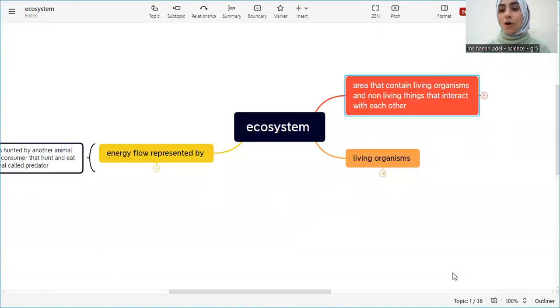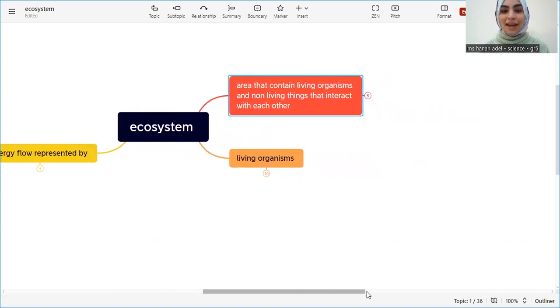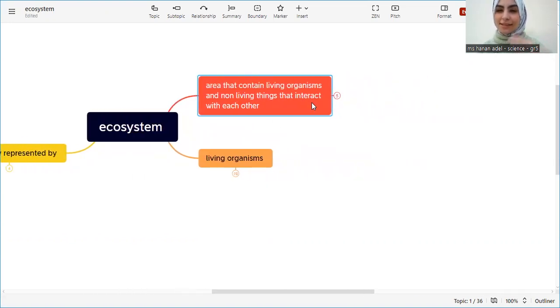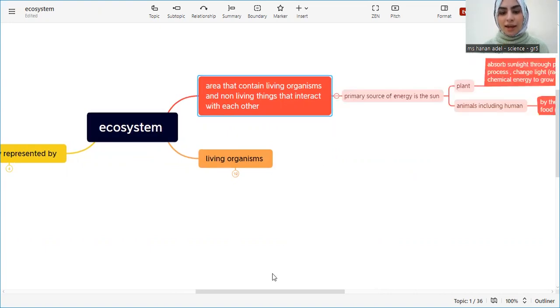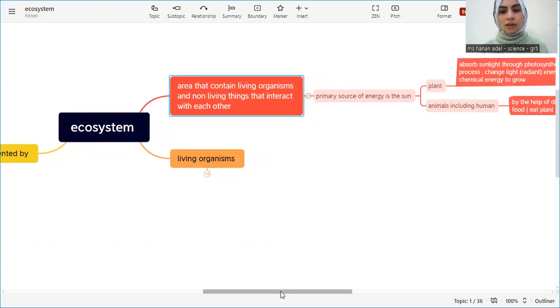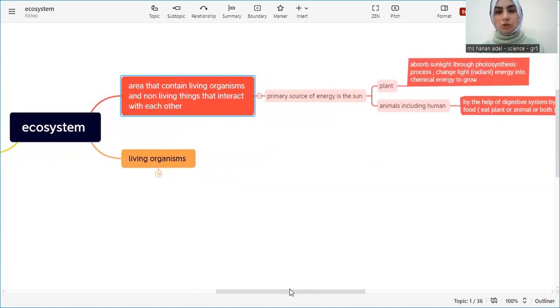The second concept that we studied is the ecosystem. What is the ecosystem? It's an area that contains living things and non-living things. And of course, they interact together. They live together, so they have to interact together. And of course, if they want to live, they have to have energy to live.